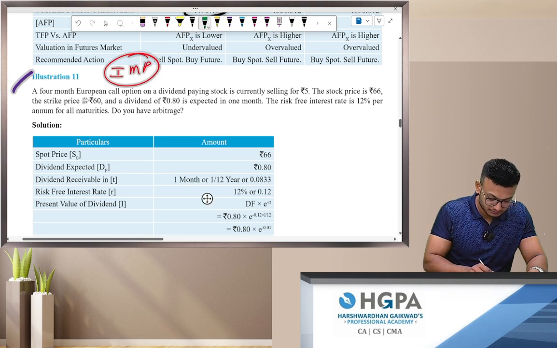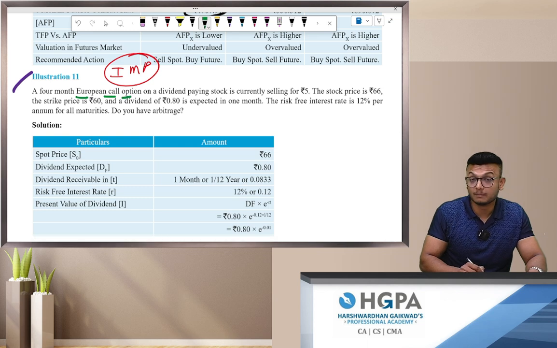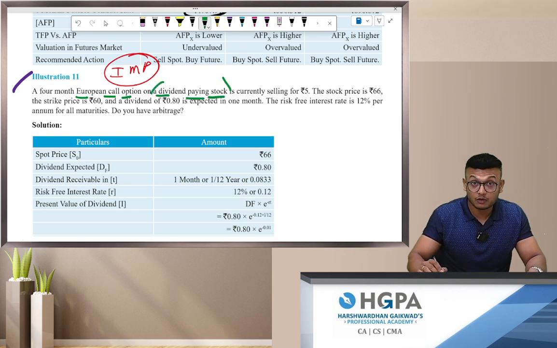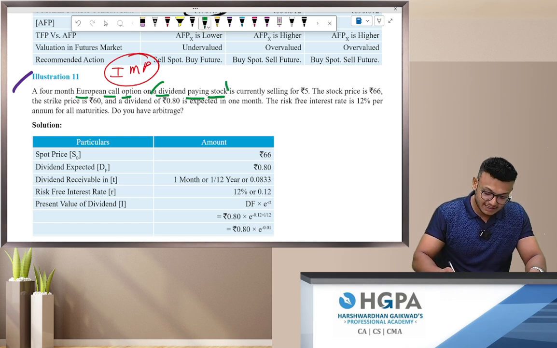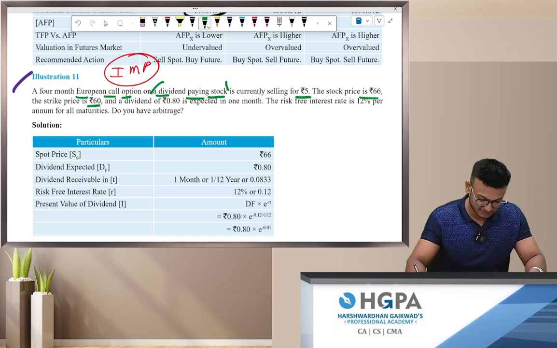A 4-month European call option on a dividend paying stock. What they've told: dividend paying stock. So we need to compute the present value of dividend and adjusted spot price. The option is currently selling for 5 rupees. The stock price is 66. Strike price is nothing but an exercise price. Dividend of 0.80.